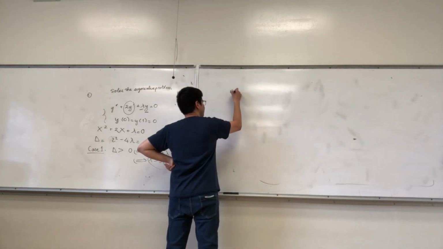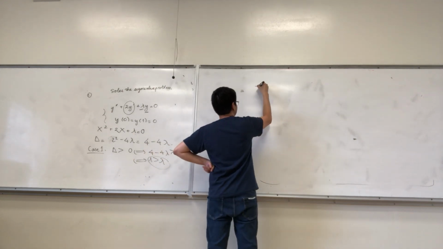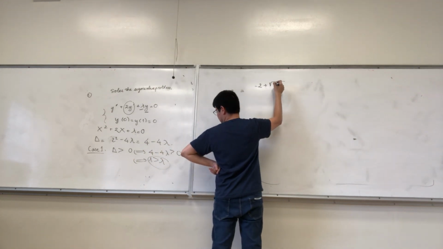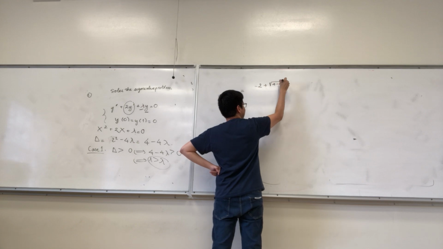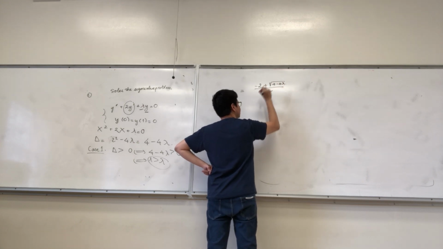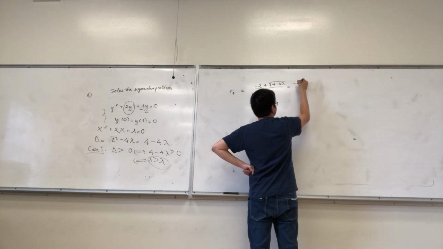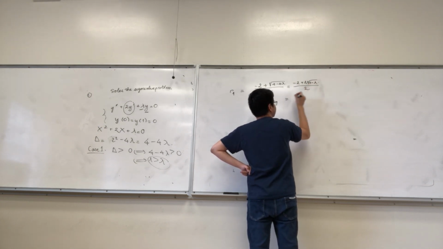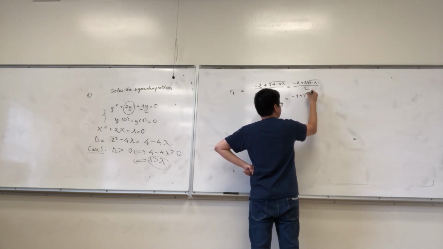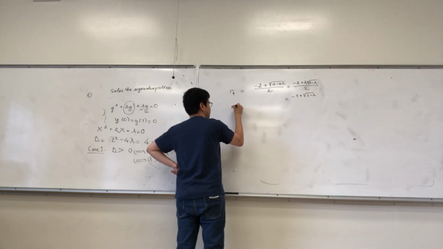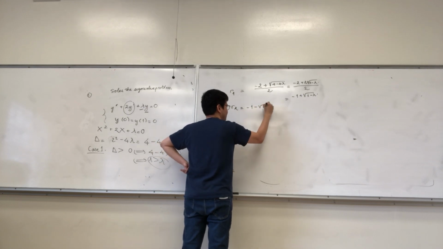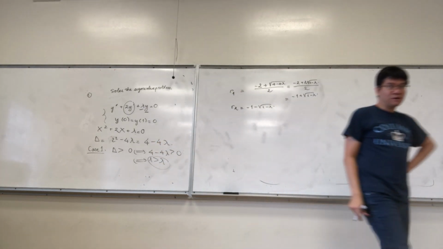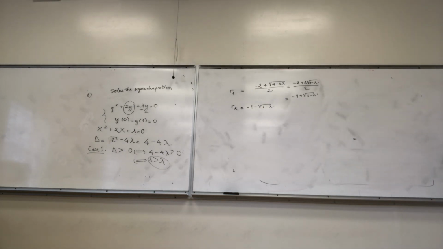So the 2 roots will be minus 2 plus square root of 4 minus 4 lambda divided by 2. This is minus 2 plus 2 times square root of 1 minus lambda over 2. And this is minus 1 plus square root of 1 minus lambda. And the second root will be minus 1 minus square root of 1 minus lambda. All right? So then what are the two solutions in this case?